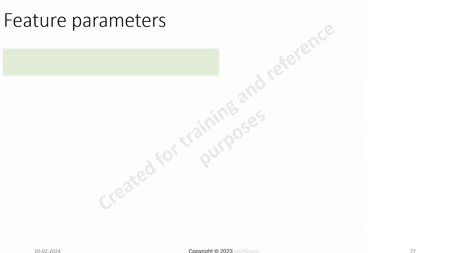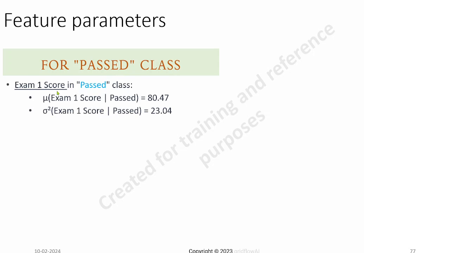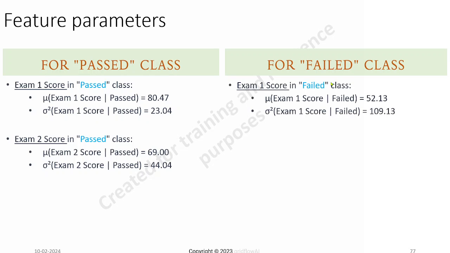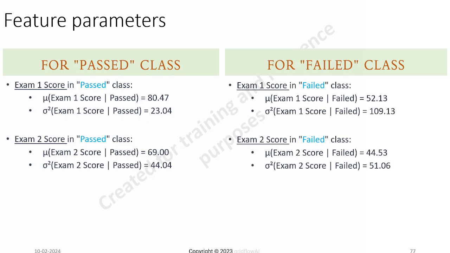Now, how are we going to use this in our case here? The feature parameters for the example data that we are talking about: the class is passed and the feature is exam 1 score. In the passed class, we will estimate the mean, and let's say the mean is this, and standard deviation is this. Similarly, for the other column, exam 2 score, in the same class, estimate the mean and standard deviation. And for the failed class, repeat the same process here, exam 1, exam 2, and estimate the mean and standard deviation. Just note down these values.